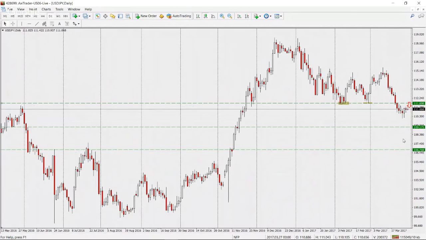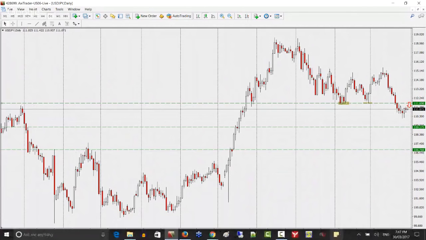So those are the two main ones that I'm watching, Aussie CAD and the dollar yen at the moment. Any other pairs that you guys want to see, or are we all done? I think we're done.